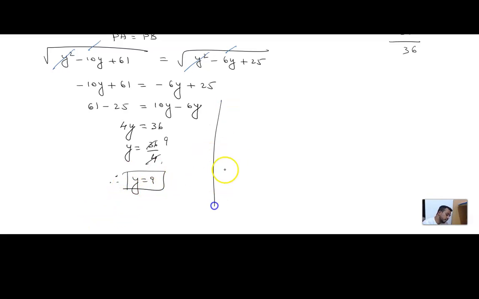Now we can say that therefore the point on the y axis is (0, 9). We said (0, y), right? The value of y is 9. So the point on the y axis is (0, 9).